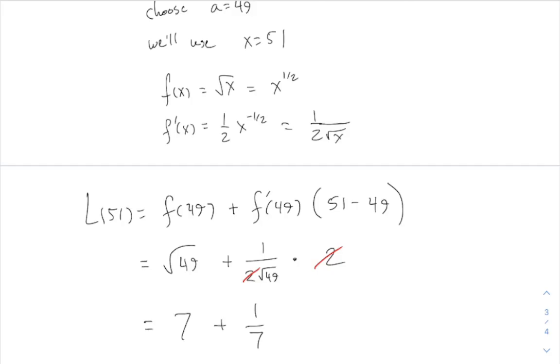Yeah. And we can leave it at that, right? Sure. Yeah, you don't need to, is that 50 over 7 if you want? I don't care about that.